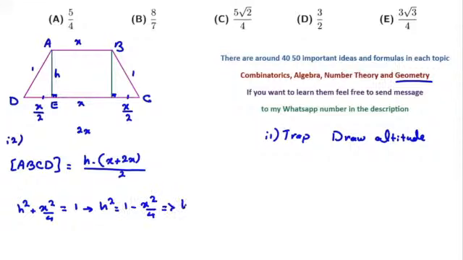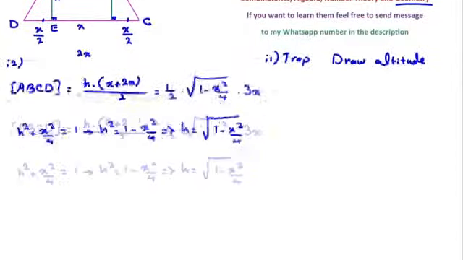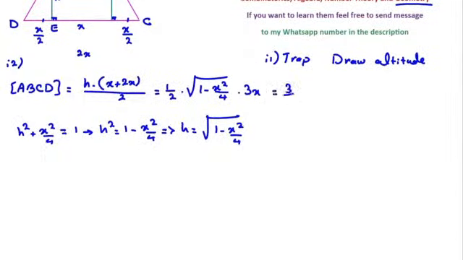So we can say h is the square root of 1 minus x squared over 4. Okay, so the area will be 1/2 times the square root of 1 minus x squared over 4 times x plus 2x, which is 3x. We should find the maximum of this, which will be 3 over 2 times x times the square root of 1 minus x squared over 4.